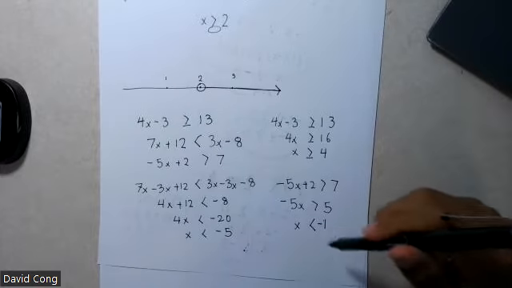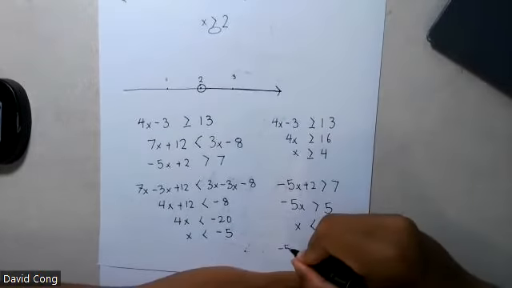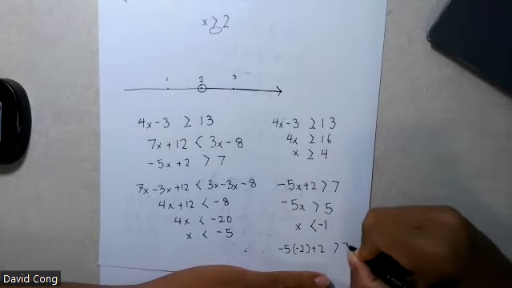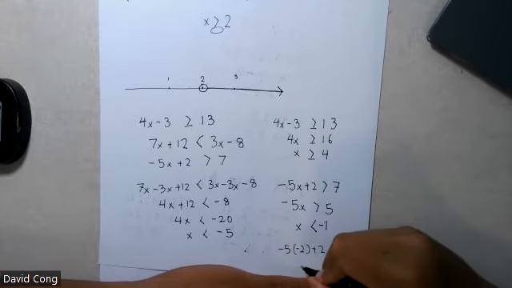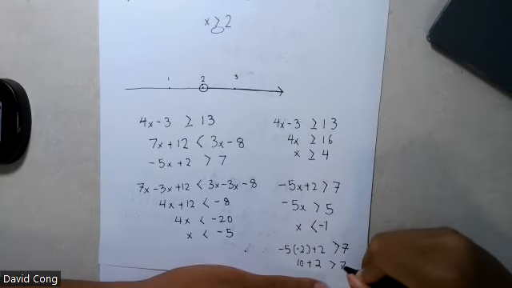X. And now just to be sure, let's test the number negative 2. So we get negative 5 times negative 2 plus 2 is greater than 7, which is true because we know 10 plus 2 is greater than 7.